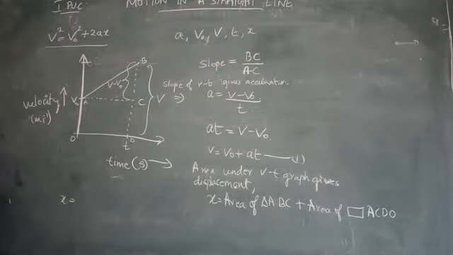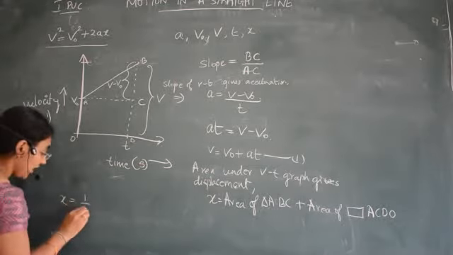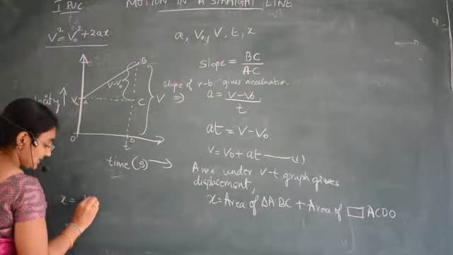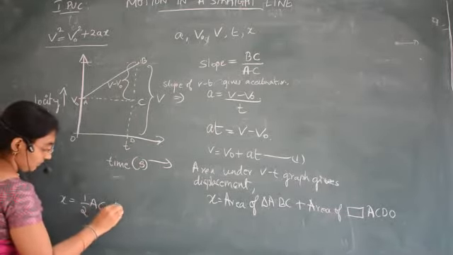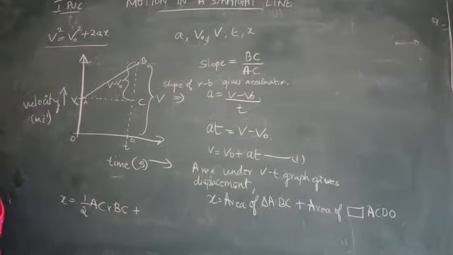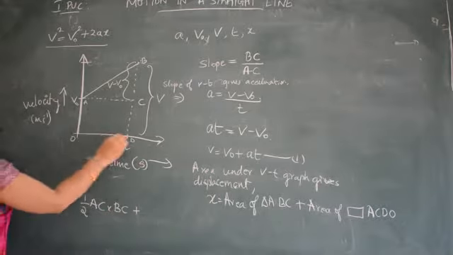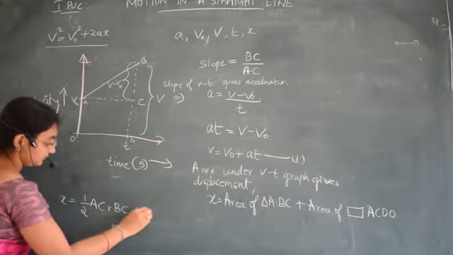The next concept is substitute. What is the area of the triangle? Half into base into height. Plus area of the rectangle. What is the area of the rectangle? Area of the rectangle is length into breadth. What is the length? OD into CD.